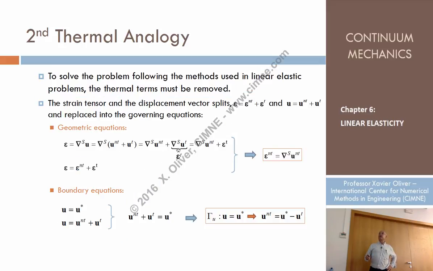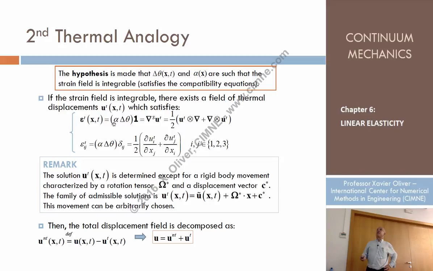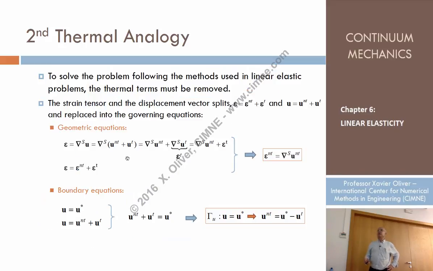So it's that here, and then that is what the symmetric gradient of non-thermal displacements that I define as the non-thermal strains. So finally, I have another split of the strains into the non-thermal strains, which are the symmetric gradient of the non-thermal displacements, plus the thermal strains, which are the value that I know, alpha delta theta times 1. Okay? And what about the boundary conditions?